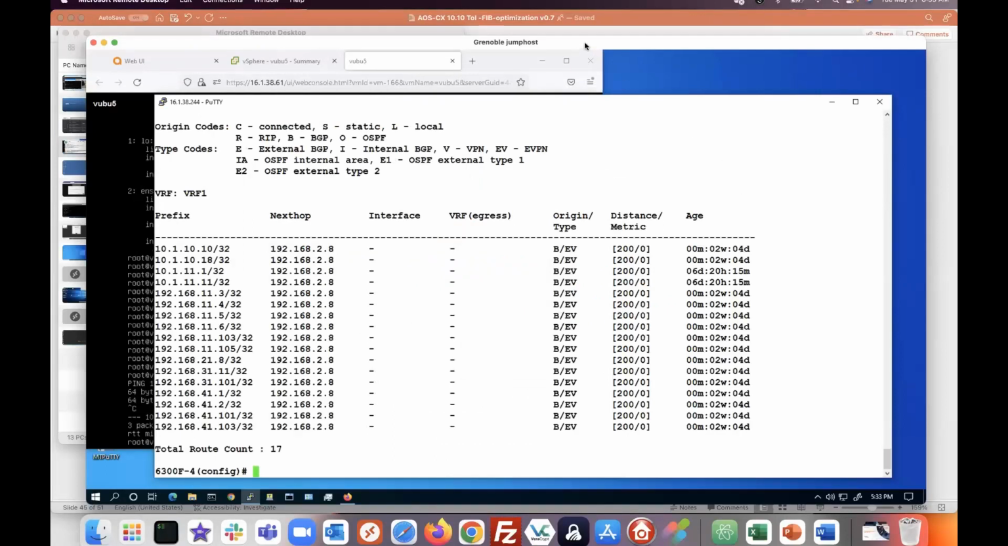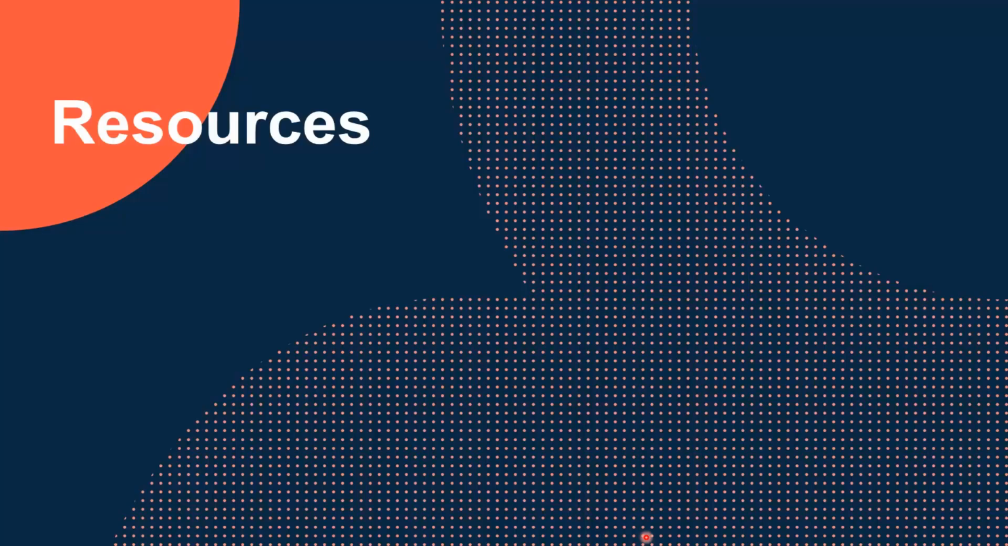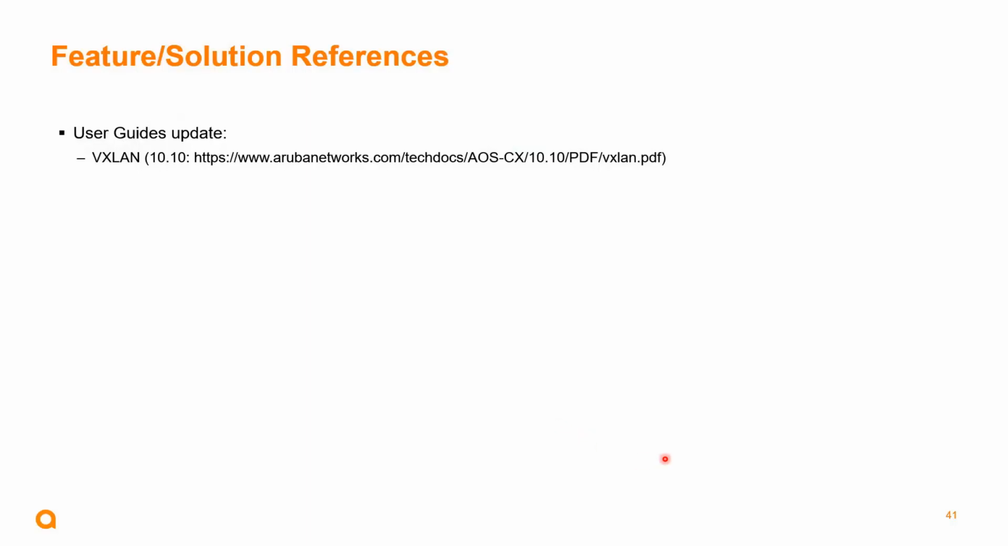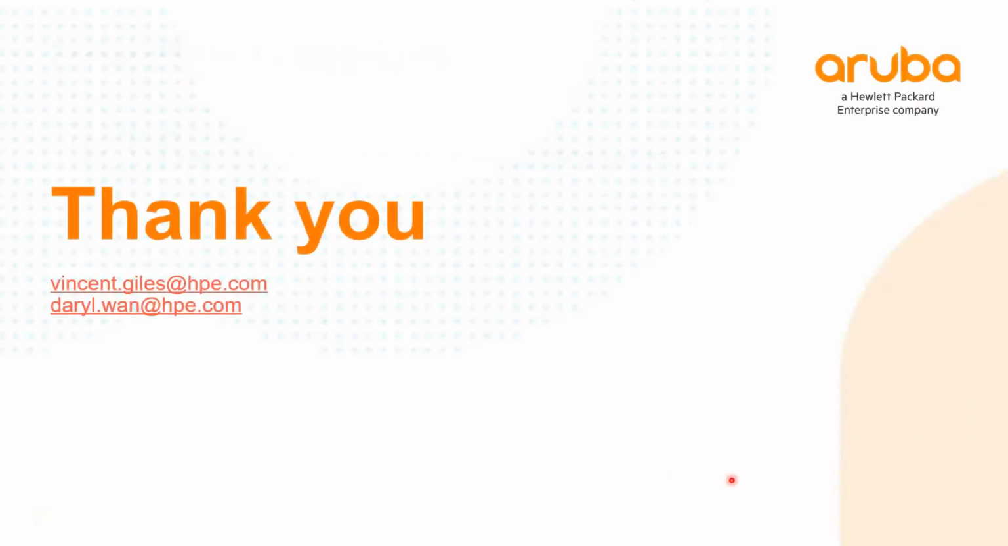I'll stop sharing. And I will go back to Vincent. Thank you very much, Daryl, for this great demonstration, which really helps in understanding the feature in detail. So thank you for that one. You will find more resources in the next update of the VXLAN user guide. And with that, this concludes our session on the FIB optimization. Thank you very much.